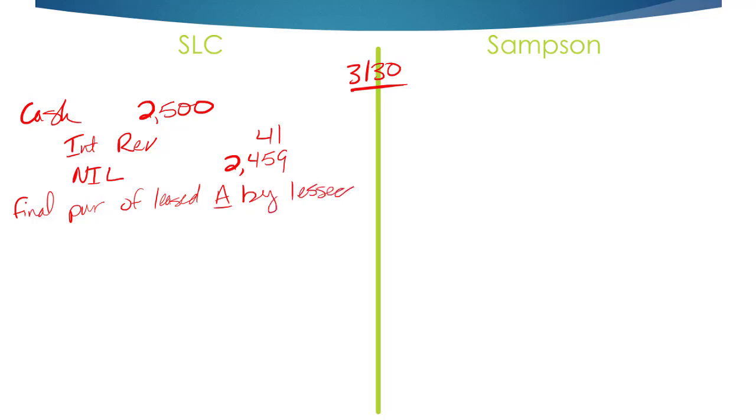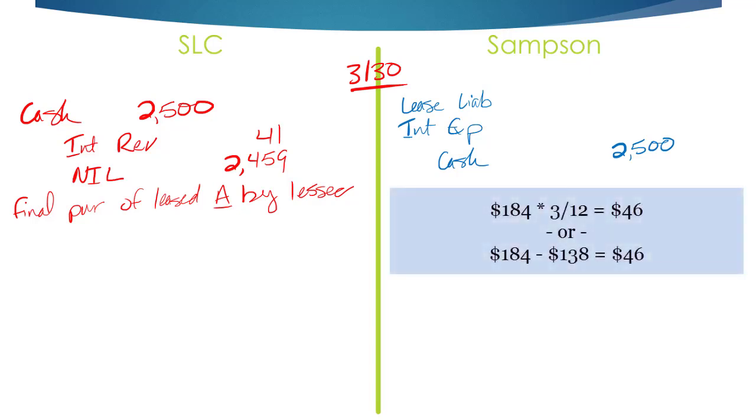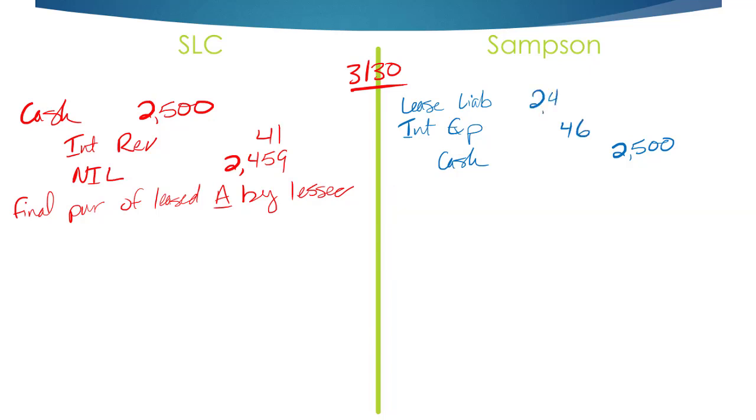by lessee. For the lessee, on March 30th, I would record first the payment that I made. So lease liability, interest expense, and cash. Cash will be the $2,500. Interest expense will be the 184 minus the 138 that I recorded at the end of year 5. So I've got $46 left, and the balance, $2,454, will pay off my lease liability. Final payment on my leased asset.